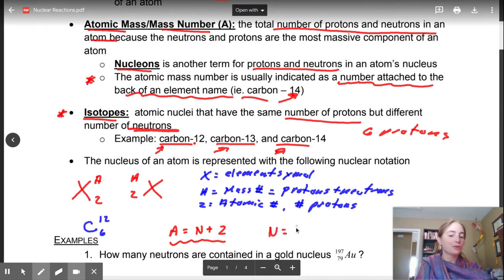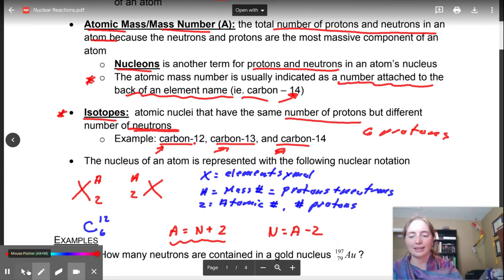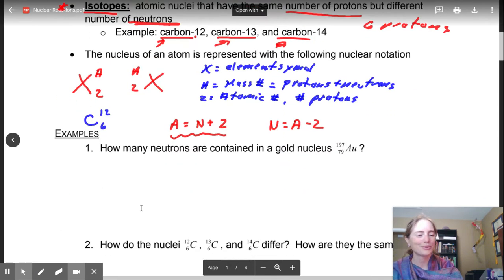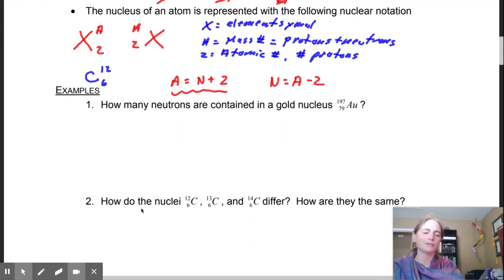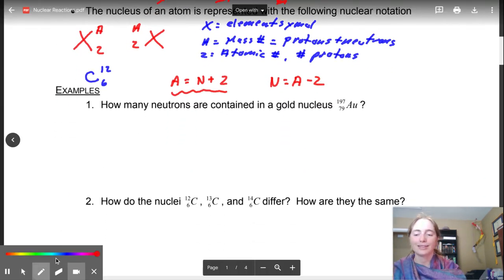So your neutrons are equal to your atomic number minus the number of protons. Okay? So I'm sure you guys remember doing that back in Science 10. It's not super new. It's just been a while. Okay. Science 10, long time ago.